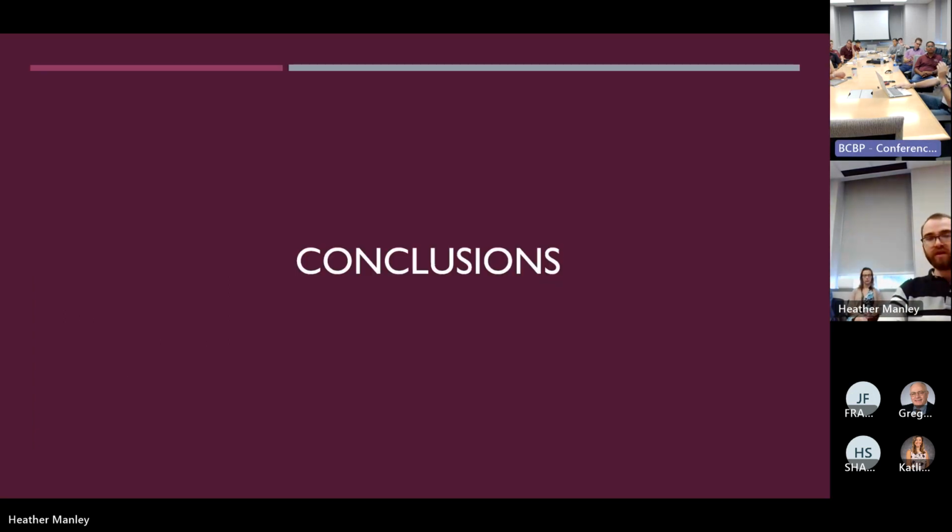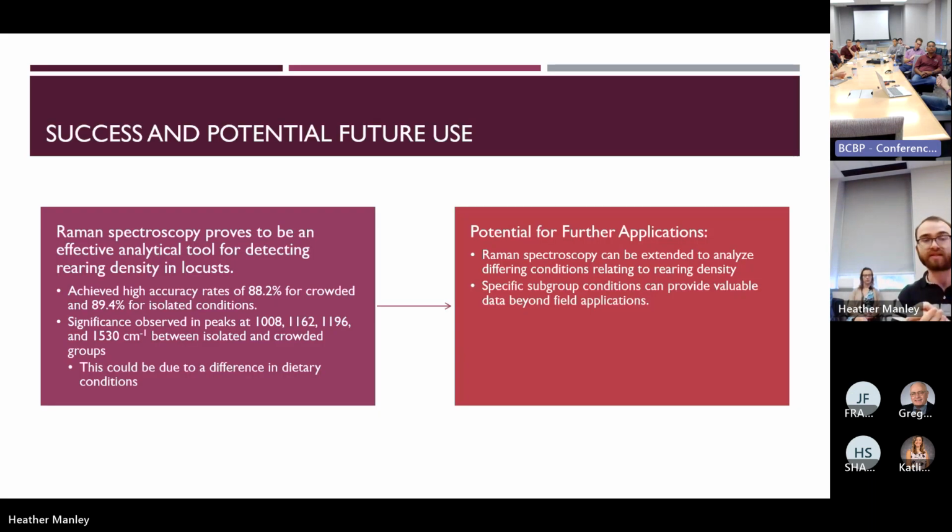So now that I've explained all of my results, I want to go to final conclusions, which is that Raman spectroscopy has proven to be successful from this data. It achieved high accuracy rates of 88.2% for crowded and 89.4% for isolated conditions. This is overall an 88.8% accuracy, which is very good. There was significance observed at all 4 of the peaks that I looked at, meaning that they can all be used for identification. And also, like I mentioned, this could be due to dietary conditions, which is likely what's causing them to go into swarming, which is known before.